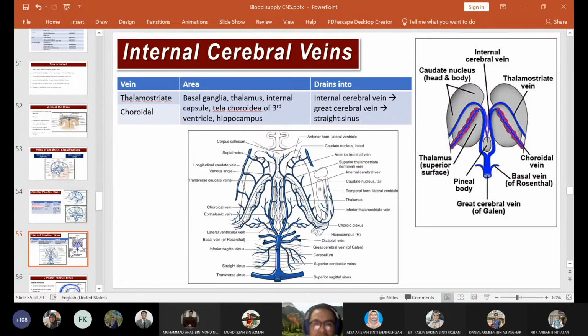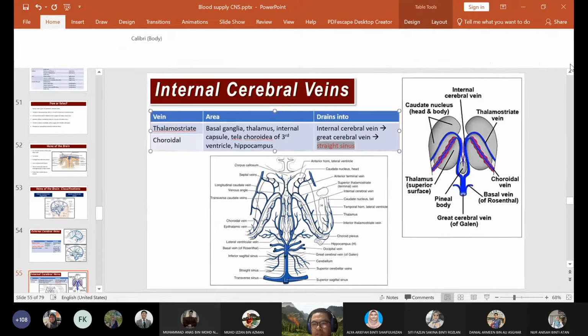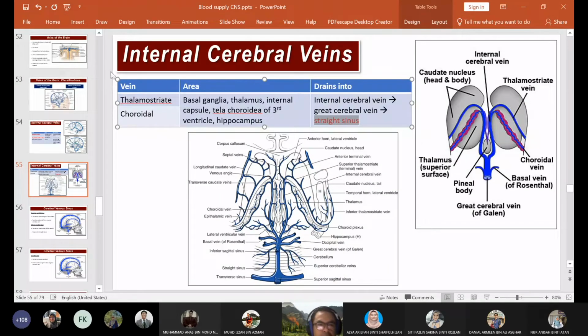An internal cerebral vein, you have thalamus, striate, and choroidal. Of course, they are all the basal ganglia, thalamus, blah blah blah. And then eventually, the internal cerebral vein akan masuk straight sinus. So you remember this. Saya taklah merah supaya awak boleh follow. Tak payah hafal semua, tapi hafal benda yang penting sahaja. Yang pentingnya straight sinus. Okay.